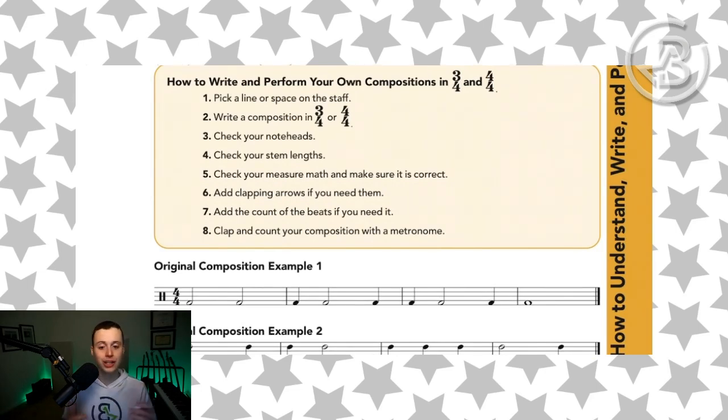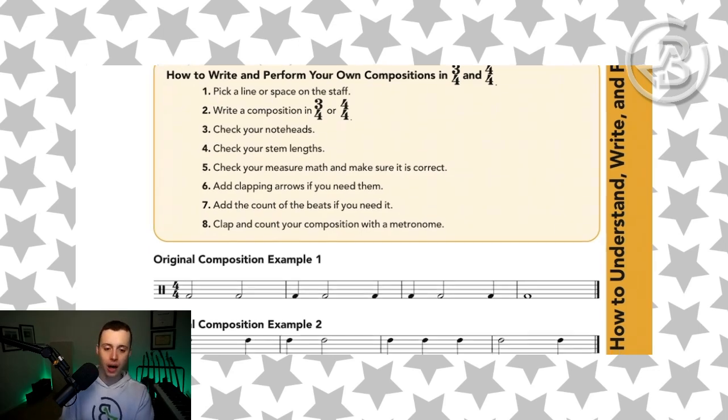Obviously in there, you're going to need to set up your staff for yourself to write with the final bar line, the percussion clef, the time signature, the bar lines. Then check your measure math, make sure it is correct. Then add clapping arrows if you need them, add a count of the beats below the staff if you need it, and then clap and count your composition with a metronome.